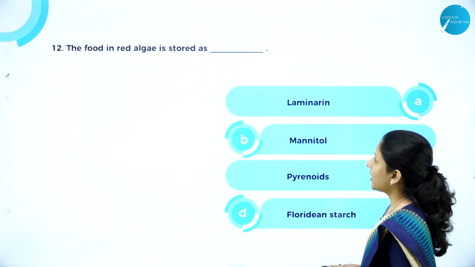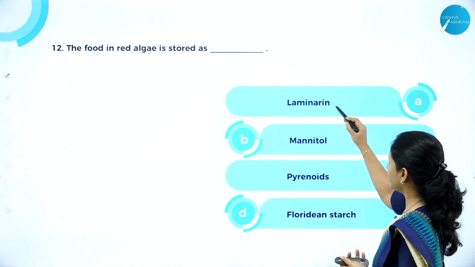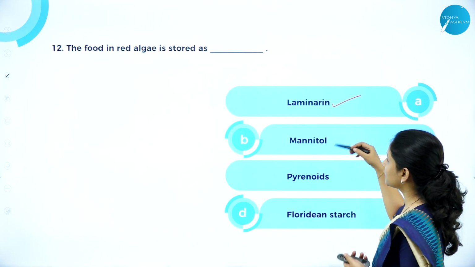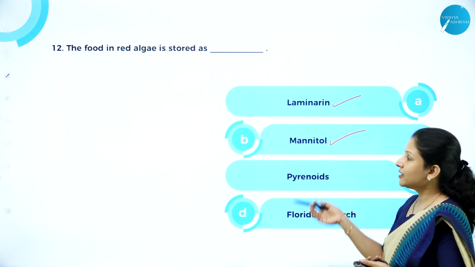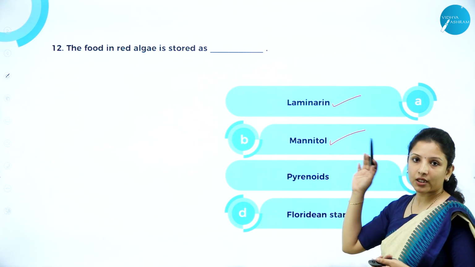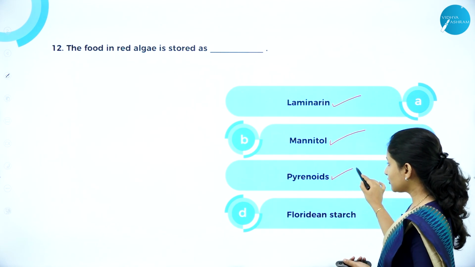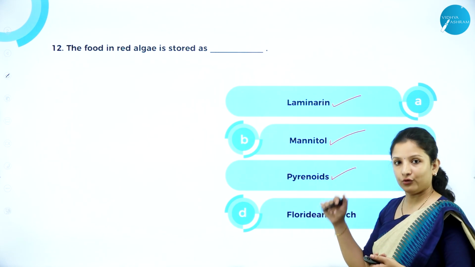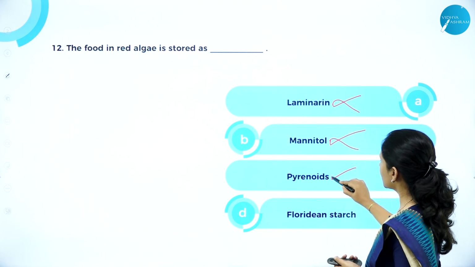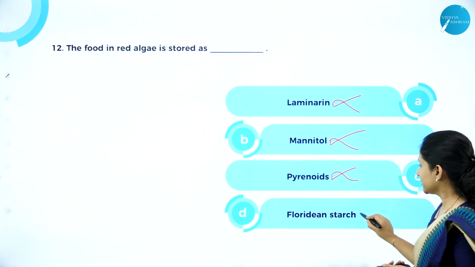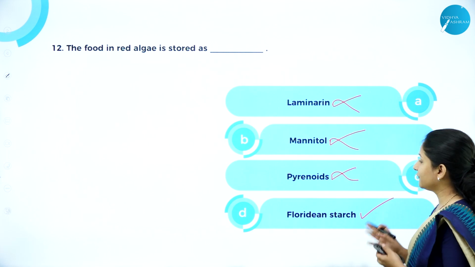Next, the food in red algae is stored as, in what form is it stored in red algae? Is it laminarin? No, laminarin is a complex carbohydrate. Mannitol is also a complex carbohydrate. Laminarin and mannitol are found in Phaeophyceae members. And pyrenoids are the storage bodies that are found in Chlorophyceae members. So, all these are the wrong answers. Therefore, the right answer here is Floridean starch. So, the food in red algae is stored as Floridean starch.